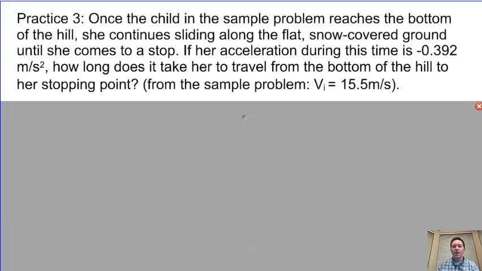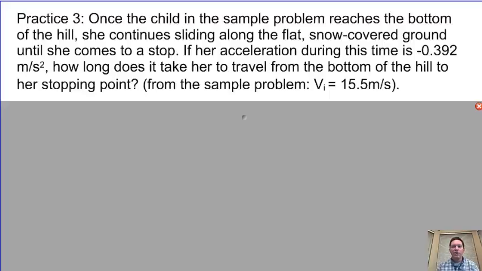All right, practice question number 3, so skipping over a little bit. Once the child in the sample problem reaches the bottom of the hill, she continues sliding along the flat, snow-covered ground until she comes to a stop. If her acceleration during this time is negative 0.392 meters per second squared, how long does it take her to travel from the bottom of the hill to her stopping point?